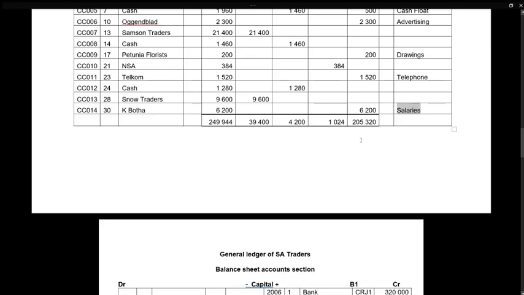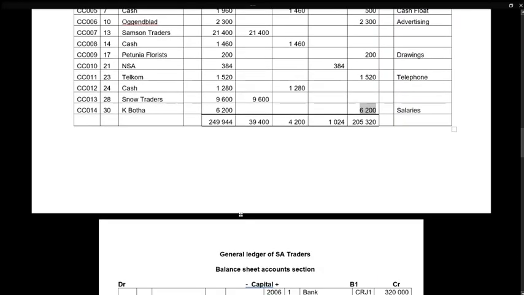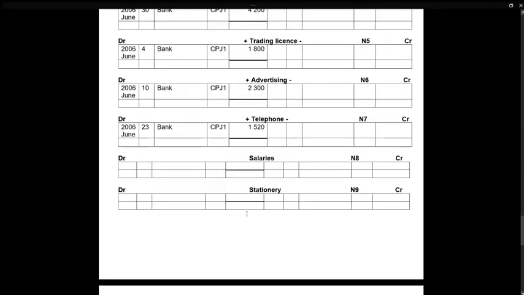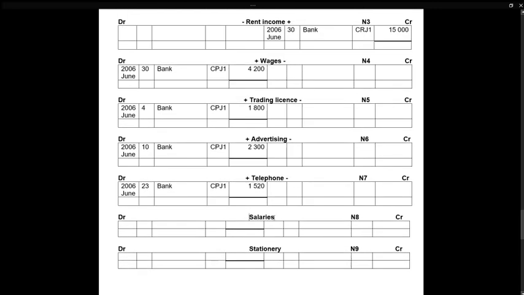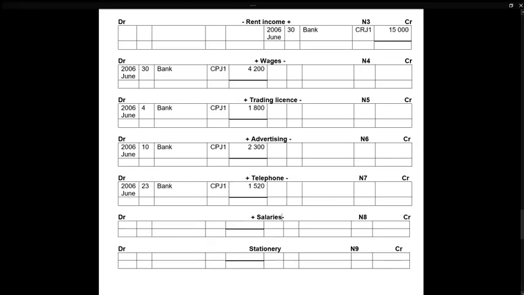Salaries. Okay, CPJ took place on the very last of the month and the amount was 6,200 Rand. Salaries is also an expense account. The signs will be plus, minus, negative influence on owner's equity. Right, so it's an expense account. Let me just put bold off.